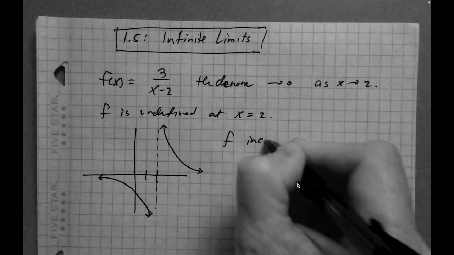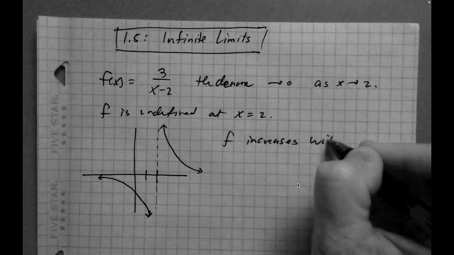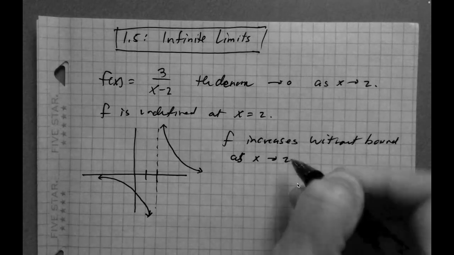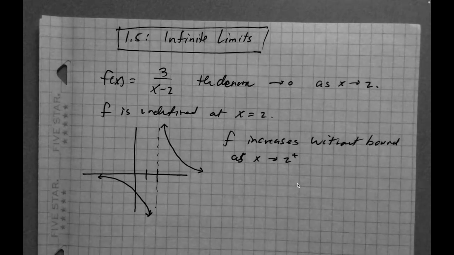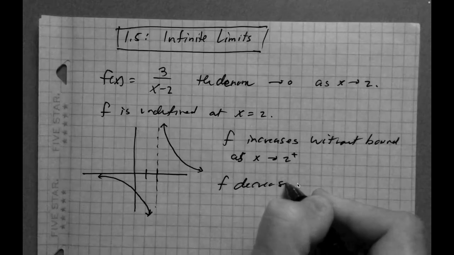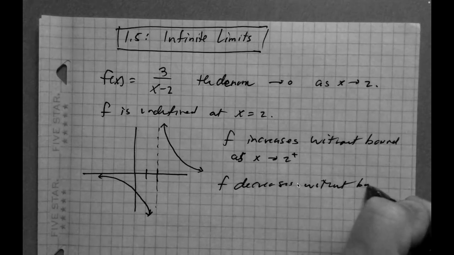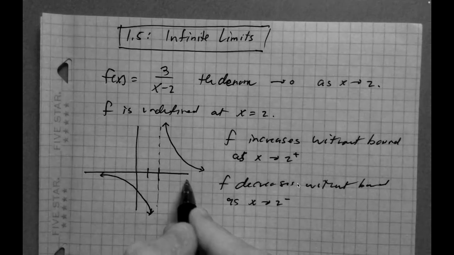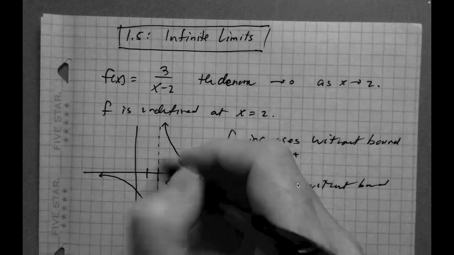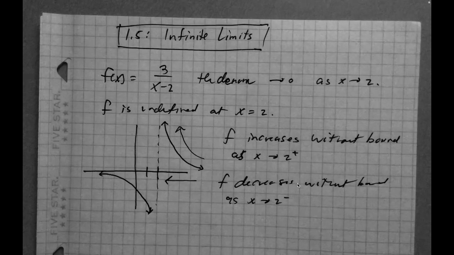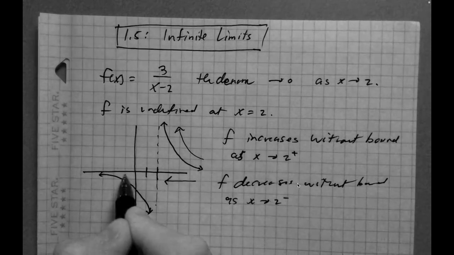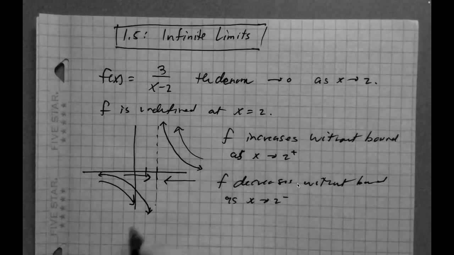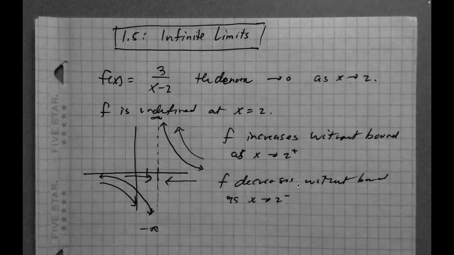So f increases without bound as x approaches 2 from the right-hand side, and f decreases without bound as x approaches 2 from the negative side, from the left-hand side. If you're heading in this direction towards 2, then the function is shooting off to positive infinity, and if you're heading towards 2 from the other side, the function is shooting off towards negative infinity. You can think of it as negative infinity down here, positive infinity up there.